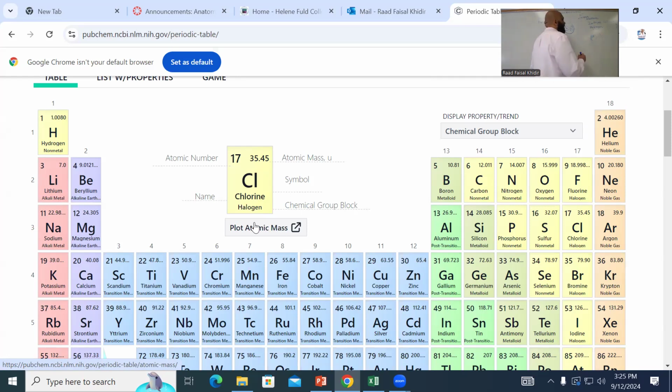So hydrogen has 0 neutrons, while deuterium has 1 neutron. And tritium has 1 neutron. Do you guys get it? Oh, I'm sorry, 2 neutrons. Tritium has 2 neutrons.